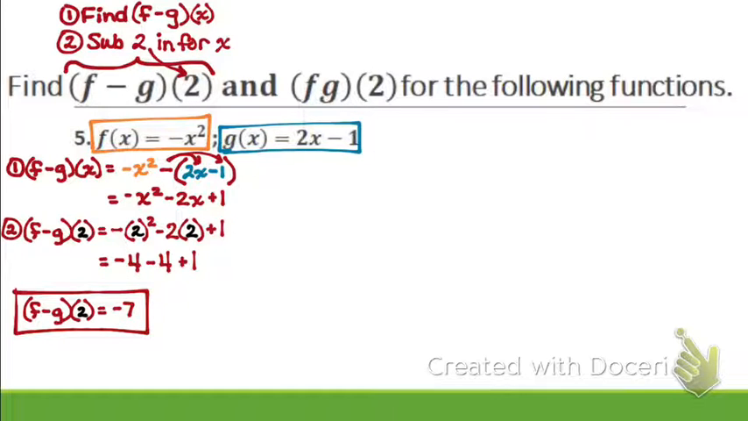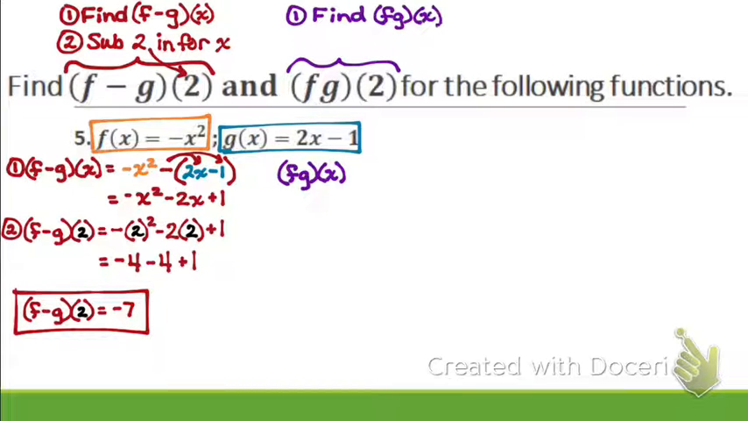Same thing, but with a product this time. We're going to do f times g of x. So just like with the other one, first I'm going to find my product. Then we're going to sub 2 in for x.